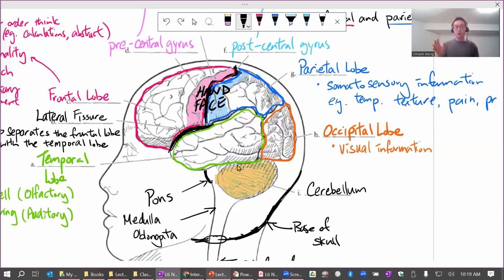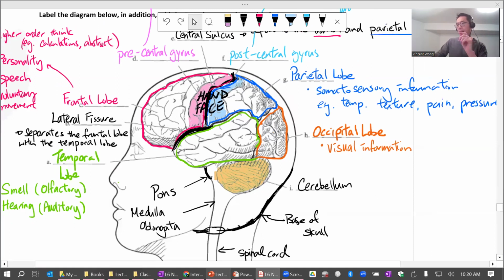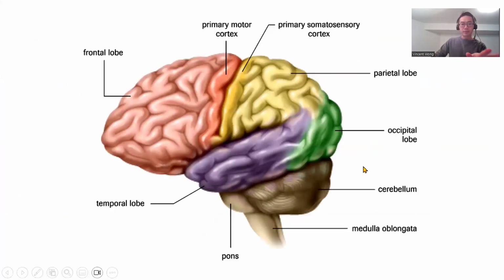So it's possible for someone to not have voluntary control of a particular body part, but if it's part of a reflex, that muscle can still move. I don't know if that answered your question or if I totally went on a tangent there. All right, so that's that. Let's go back to the picture here.